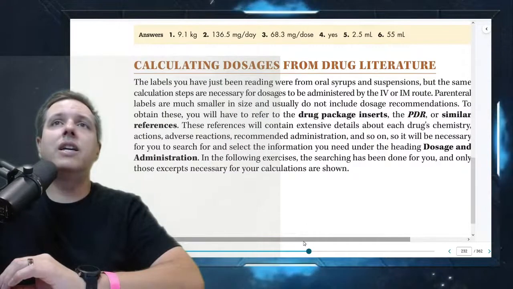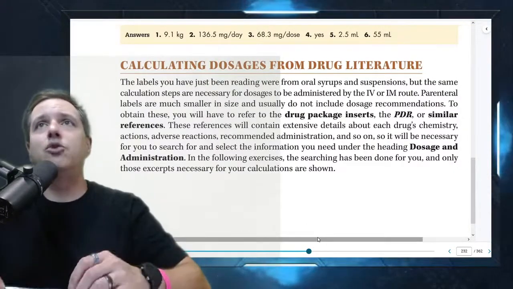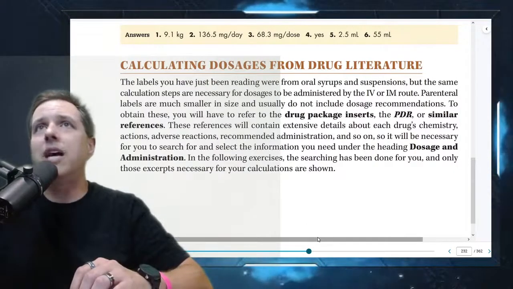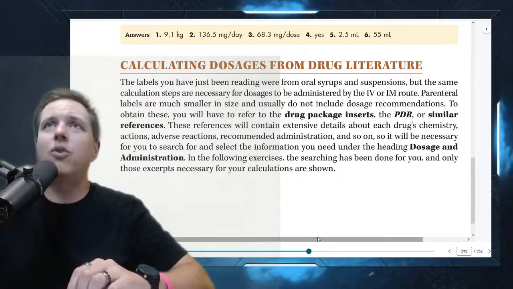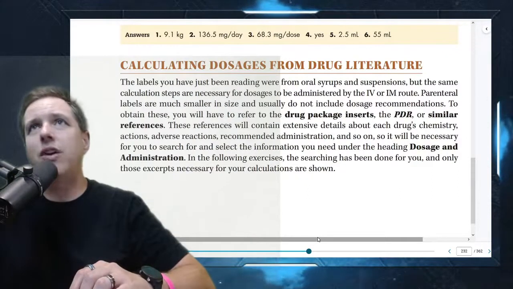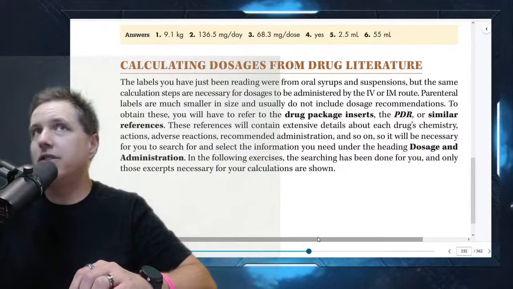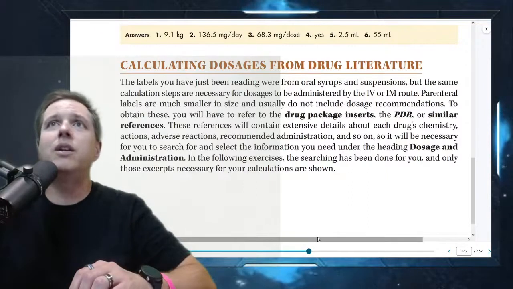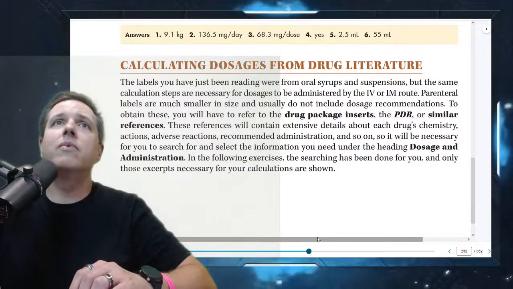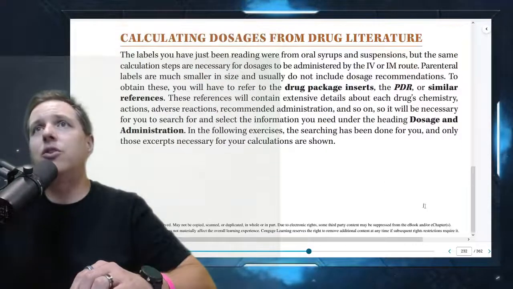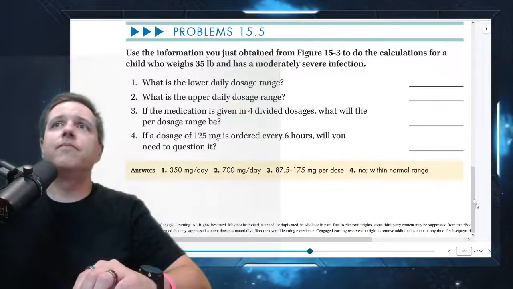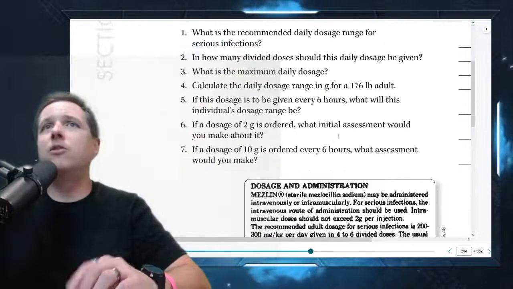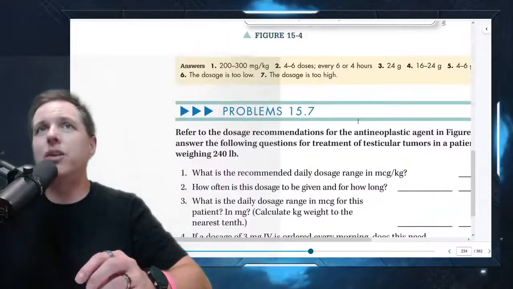Okay, calculating dosages from drug literature. So sometimes there's going to be additional information in the insert. We've talked about the inserts before, the physician's desk reference or other similar references. So sometimes you're going to have to look stuff up a little bit. And then you find out about the dosing and administration. So it's the same type of problems, it's just this time they're giving you the bigger insert to get your information from.